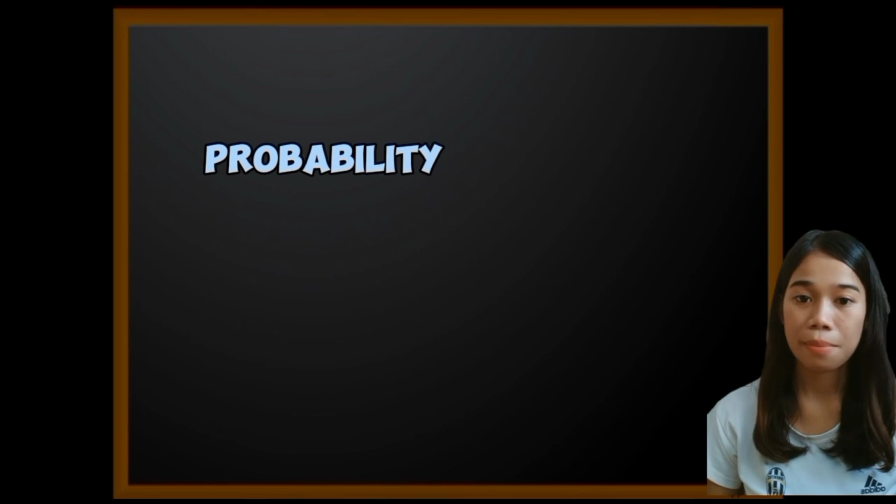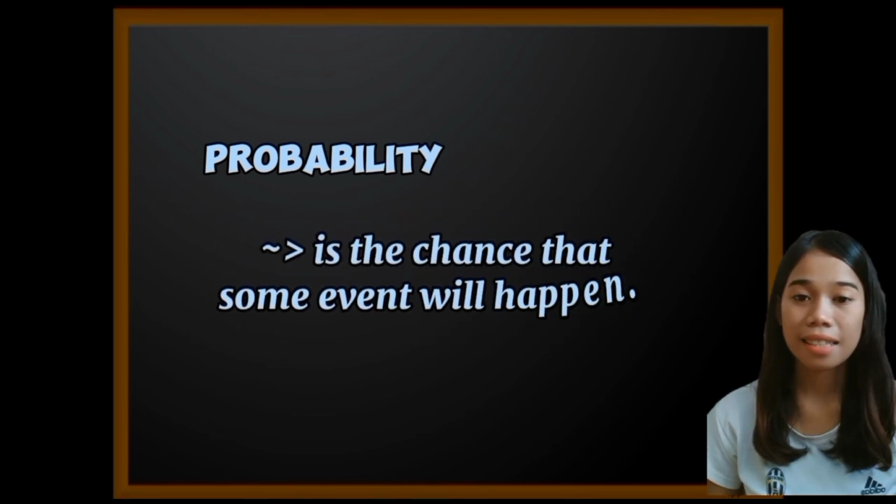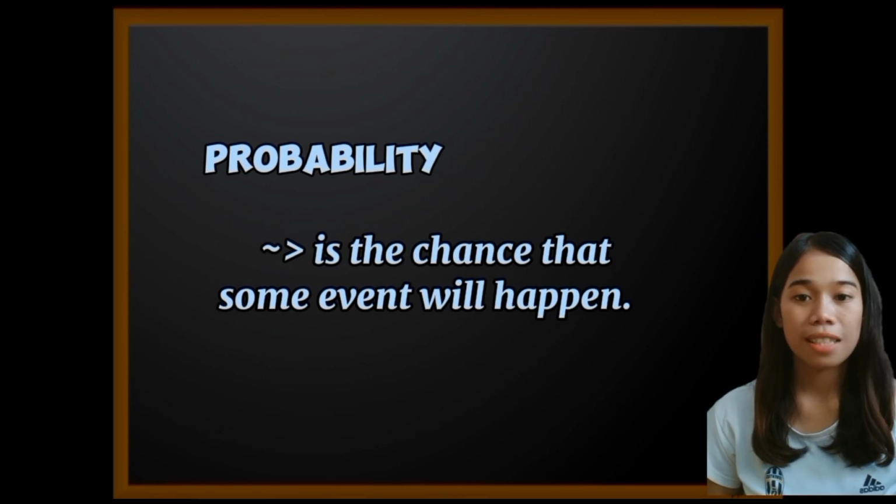Probability simply means the chance that some event will happen. It is a number between 0 and 1, where 0 means the event is impossible and 1 means the event is certain. For example, the probability of getting heads when you flip a fair coin is 1/2, because there are two possible outcomes, which are heads and tails, and each outcome is equally likely.